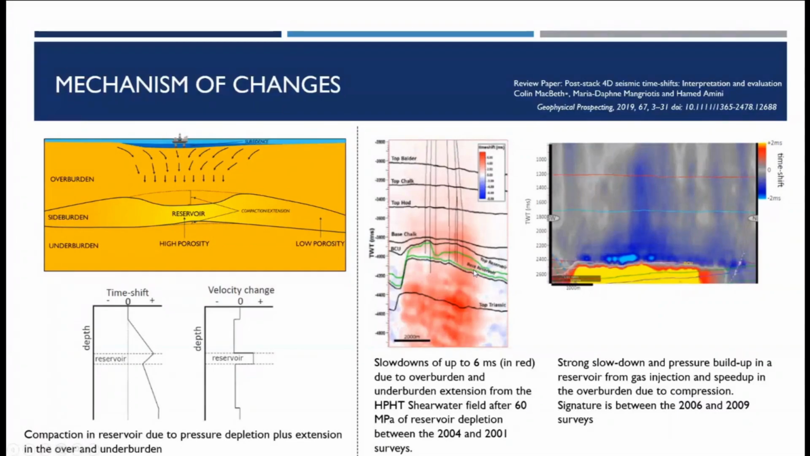In the other way around, when we have injected in this particular field, there has been a gas injection. We see the opposite effect in the time shift out over here. We have seen a slowdown due to the gas injection. We have got a pressure build up here, and naturally we have seen a speed up in the overburden due to compression out over there. So this part can compact or extend depending on what we do in the reservoir.